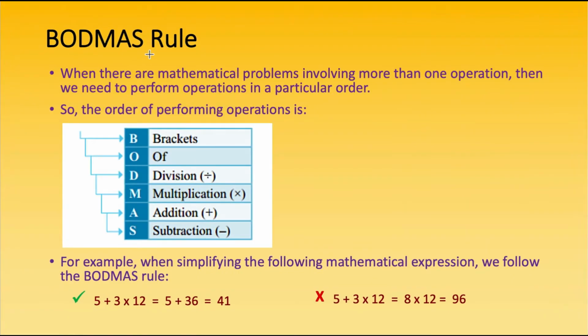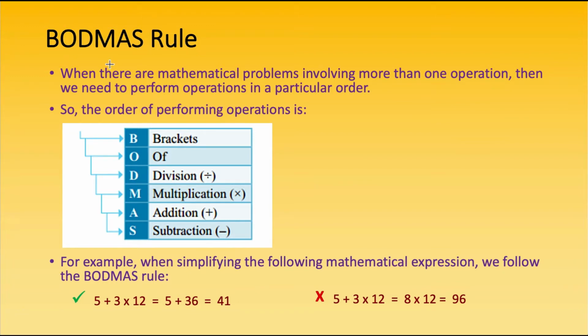So, BODMAS Rule. Now what does it mean? So, students, let us take an example from our daily life. If we want to watch our favorite program, then we need to follow these two steps. First, we need to switch on the television and then we need to enter the channel number using the remote control. Right? Now we cannot reverse these two steps. We cannot first enter the channel number in the remote control and then switch on the television. That is not possible, right?